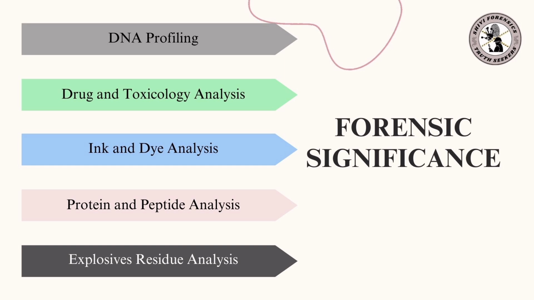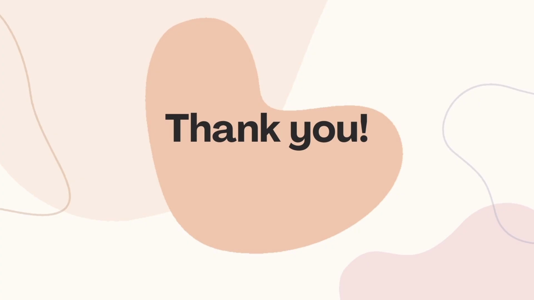Next is protein and peptide analysis. Capillary electrophoresis separates peptide-based drugs like synthetic opioids, and peptide hormones like growth hormone or erythropoietin in doping cases. It is also useful in sports doping control and toxicology. And last is explosive residue analysis. This is all about capillary electrophoresis.